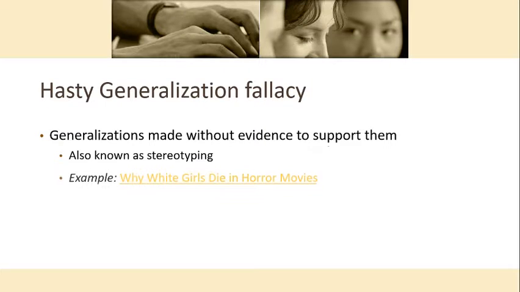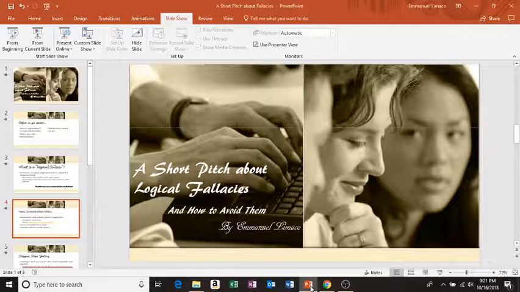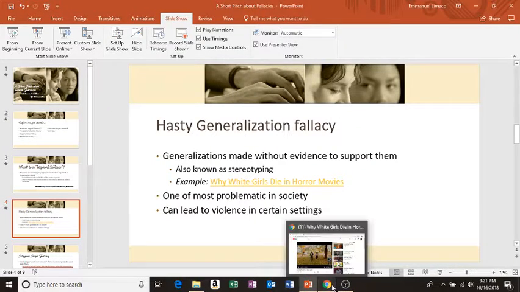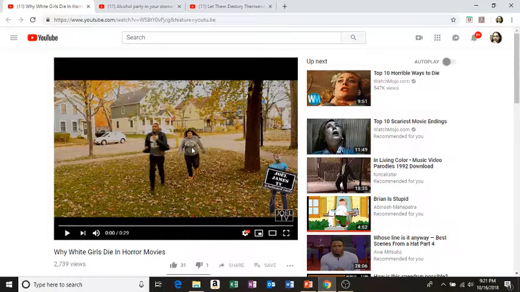And the example that I have is a video that was uploaded to YouTube that depicts what happens in white girls and why they die in horror movies. I do want to apologize in advance if there's anybody watching who considers themselves to be a white female. This is not meant to insult in any kind of way. This is only meant to be an example of this fallacy. So here's the video.